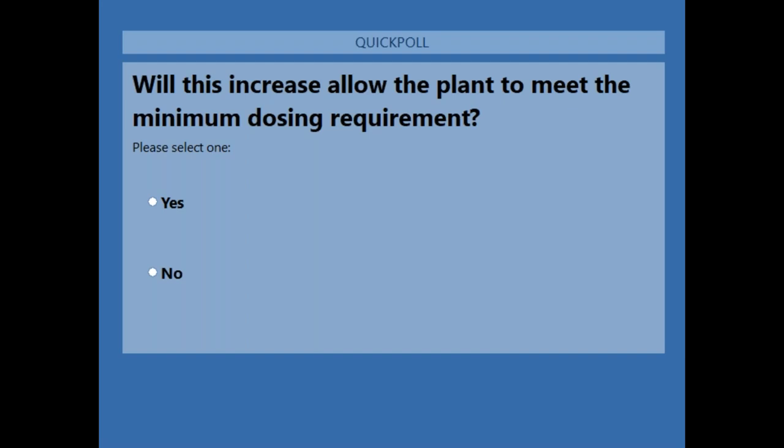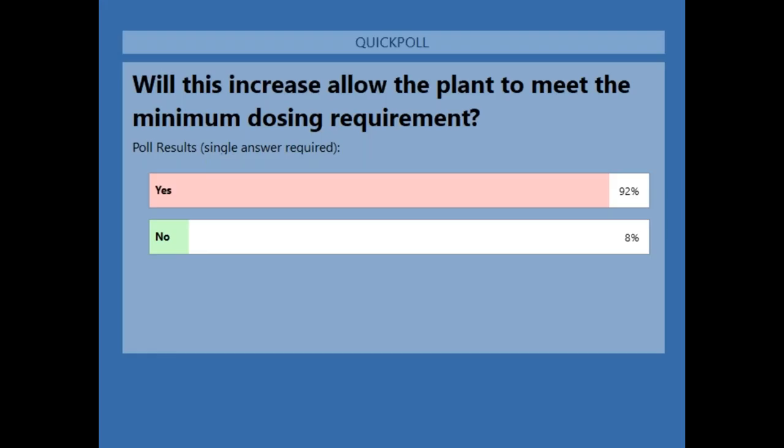It looks like about 66% have voted, but I don't see that number increasing, so please get those answers in. Then I'm going to close the poll in about 3, 2, 1. And there it goes. It looks like most of us got it correct. So I'm going to go ahead and show the solution.